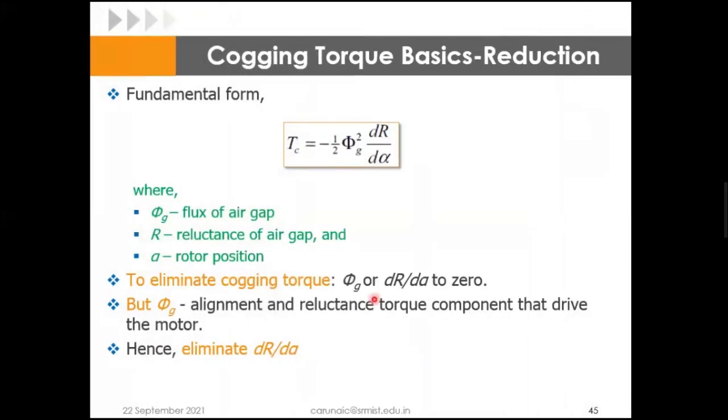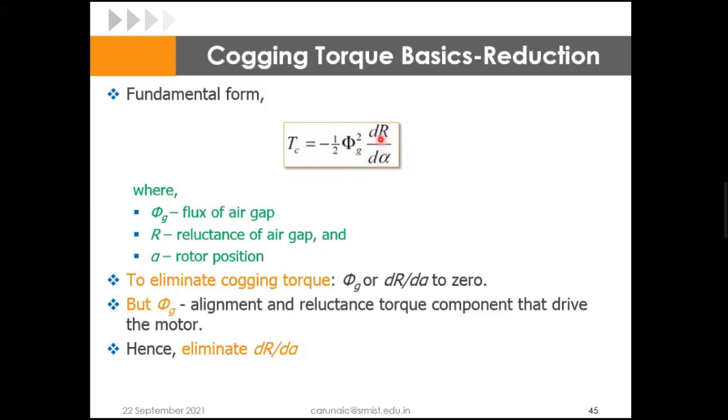Next, if you see the basic fundamental form of cogging torque, it is half of this equation, that is flux of air gap by the ratio between the reluctance of air gap and the rotor position. So if you want to minimize this cogging torque, you should minimize either the flux of air gap or this ratio. Obviously you cannot reduce the flux of the air gap because this alone drives the motor. If you make this 0, then definitely your rotor is not going to rotate.